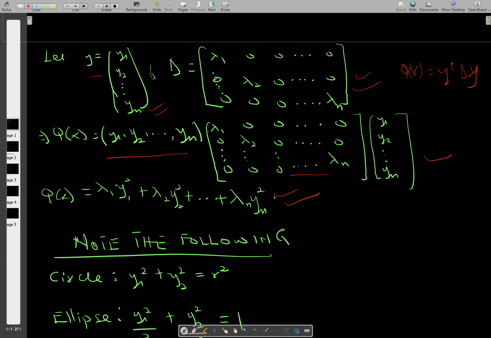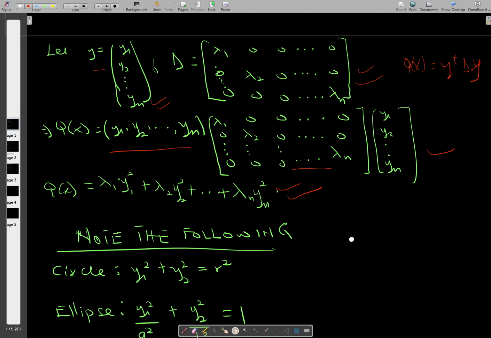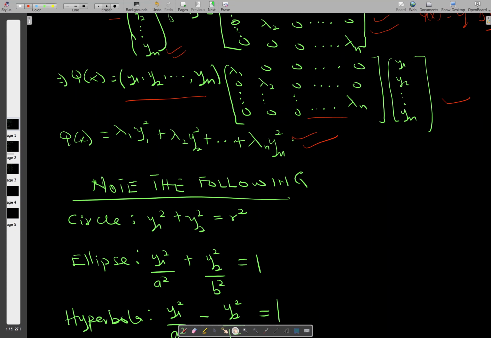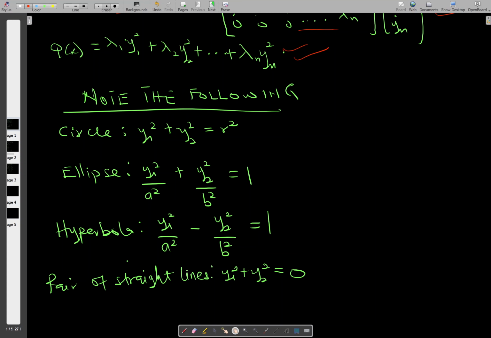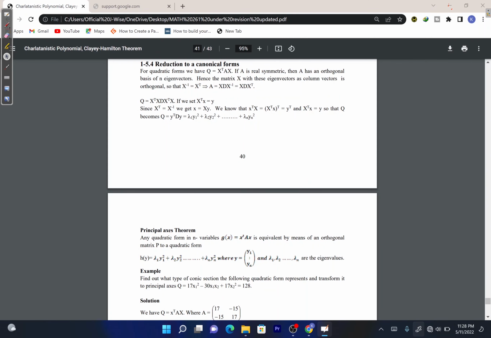We have to note the following. We have some conic sections: parabola, hyperbola, ellipse. We'll also talk about circles; circles especially are conic sections. So this is the equation of a circle, this is the equation of an ellipse, a hyperbola, and then a point or a pair of straight lines. Now let's go back to the slides and continue.